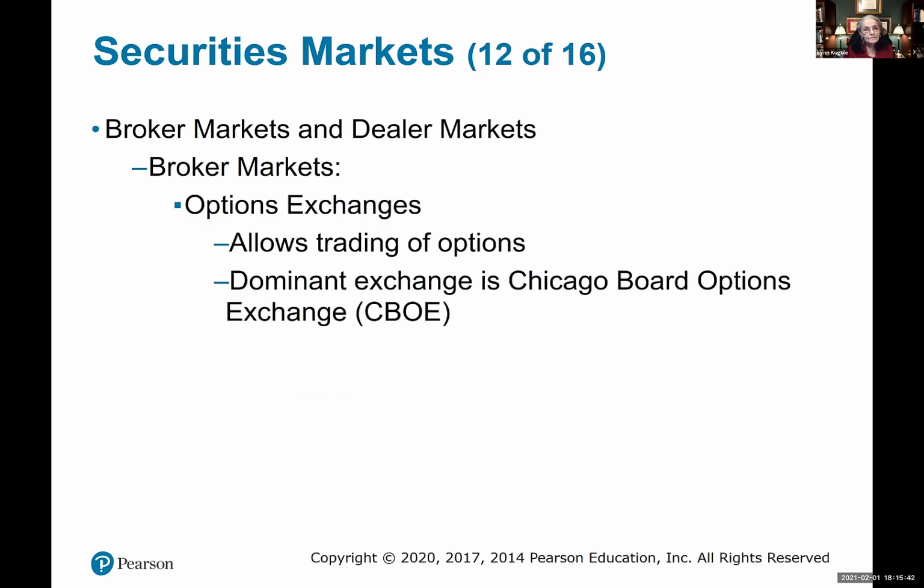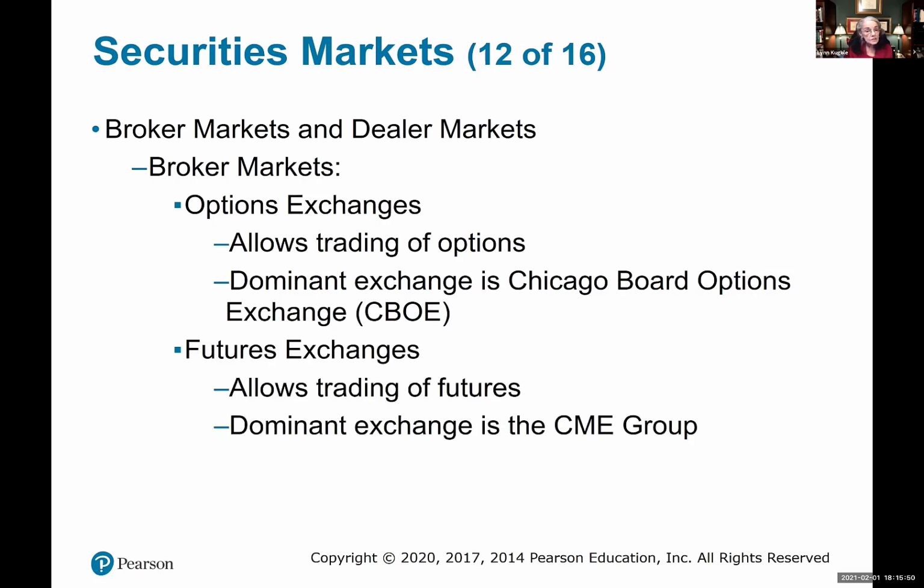Broker markets. The options exchanges are broker markets. The dominant one is the CBOE, Chicago Board Options Exchange. Futures exchanges are broker markets. And the dominant one there is the CME Group, which takes into account Chicago Mercantile, CME, Chicago Board of Trade, New York Board of Trade, several others. Commodity Exchange, New York Mercantile.